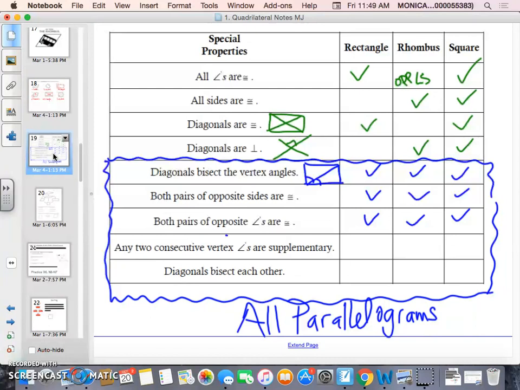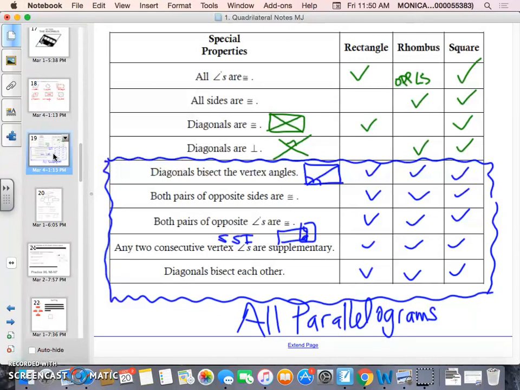Any two consecutive angles are supplementary. We call that SSI. And it looks like this angle and this angle, these angles are supplementary. So yes, all three. And diagonals bisect each other. Yes, all three. And that's characteristic for all parallelograms.